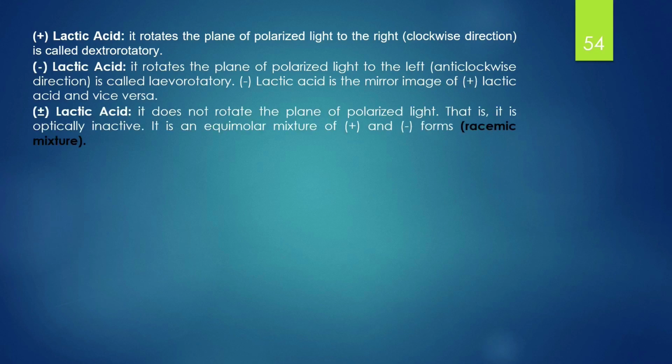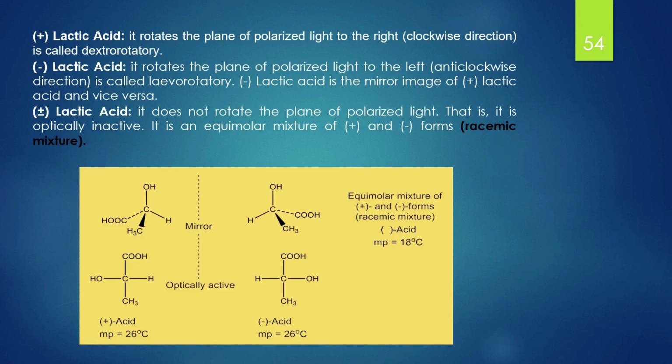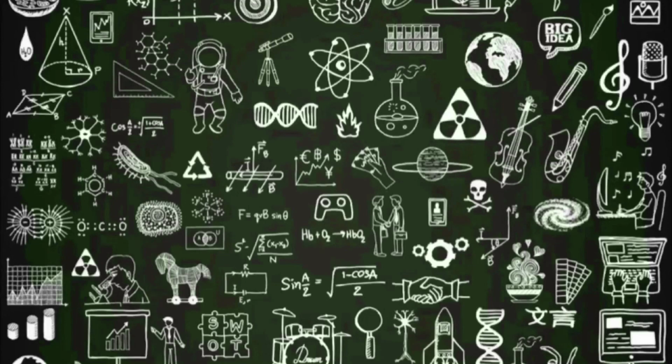The plus-minus lactic acid does not rotate the plane of polarized light, that is, it is optically inactive. It is an equimolar mixture of plus and minus forms, which is called a racemic mixture. The isomers have been well elaborated in the diagram below.